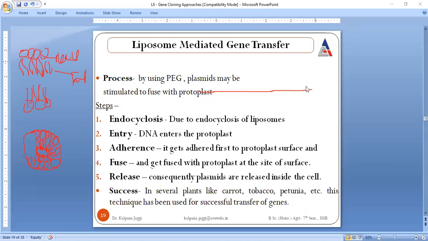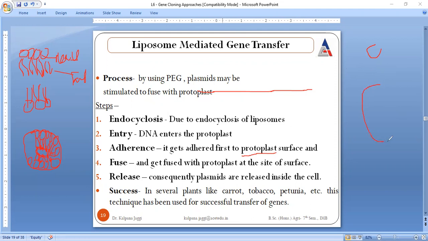How is the liposome helping in gene transfer? The very first step is that the liposomes undergo a process of endocytosis. So whatever is to be transferred into the cell is to be inserted into this liposome, right? And due to the process of endocytosis, it can take anything that is present outside to the inner side. DNA actually enters the protoplast.